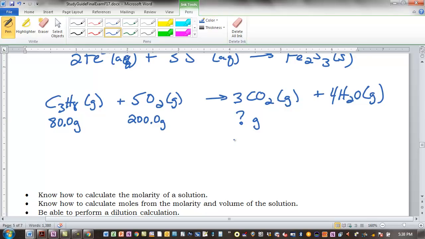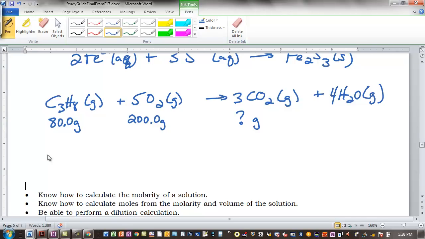Can I shortcut this problem and say this is a smaller mass, and therefore that must be my limiting reagent? No, because it's not by mass, it's by moles, right? And you can see we need 5 times more moles of O2 compared to propane. So you can't just say, oh, this is less mass, it must be the limiting. You should probably do the calculation.